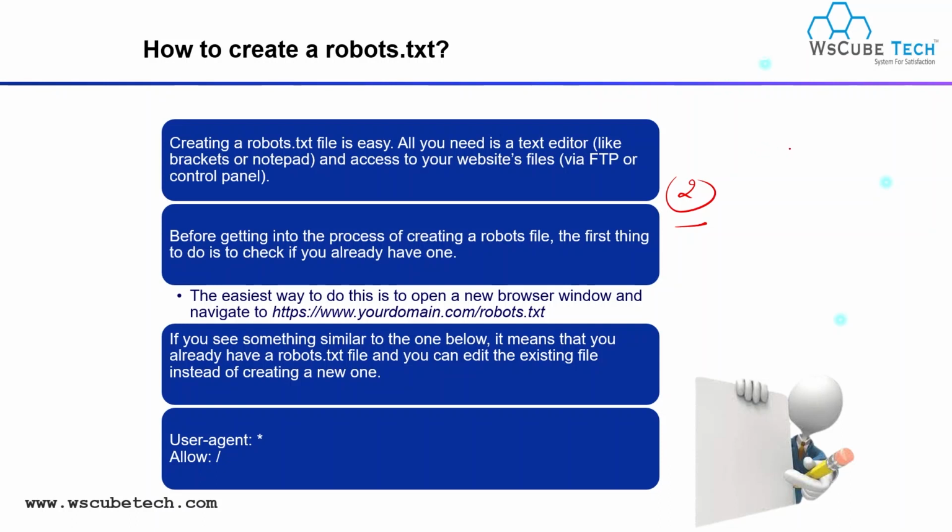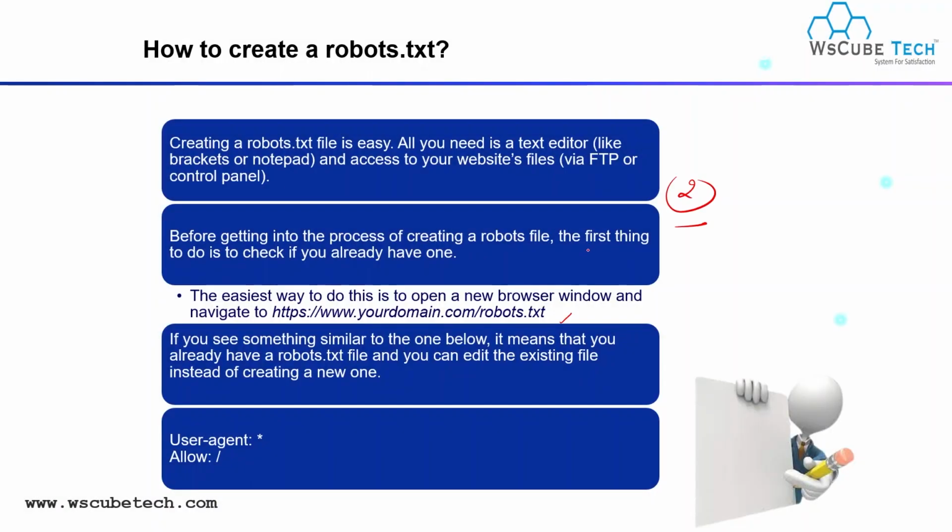Before getting into the process of creating a robots file, the first thing to do is check if you already have one. For this, we can simply mention our website name, put a backslash, and mention robots.txt. If you see something similar to the one below, it means that your file is already created and you can edit the existing file instead of creating a new one.